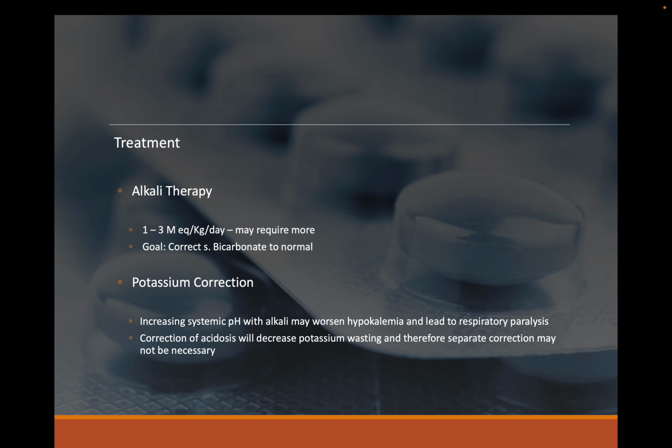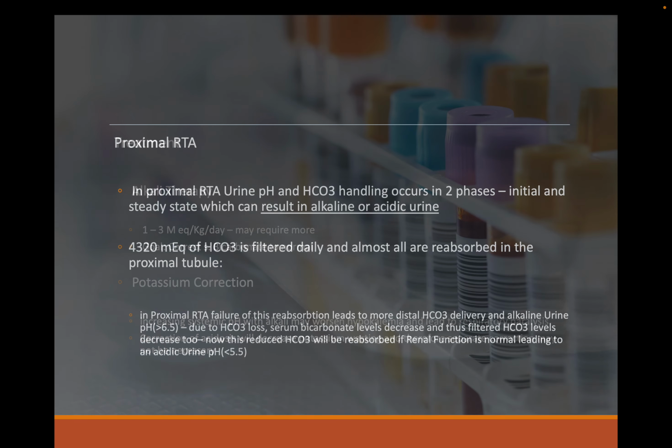Because if you give bicarb before correcting the potassium, whatever bicarb you give will worsen the hypokalemia, because it causes potassium loss in the urine. It will also cause an intracellular shift of the potassium, which will worsen that. So generally you correct the potassium first, then you correct the bicarb.